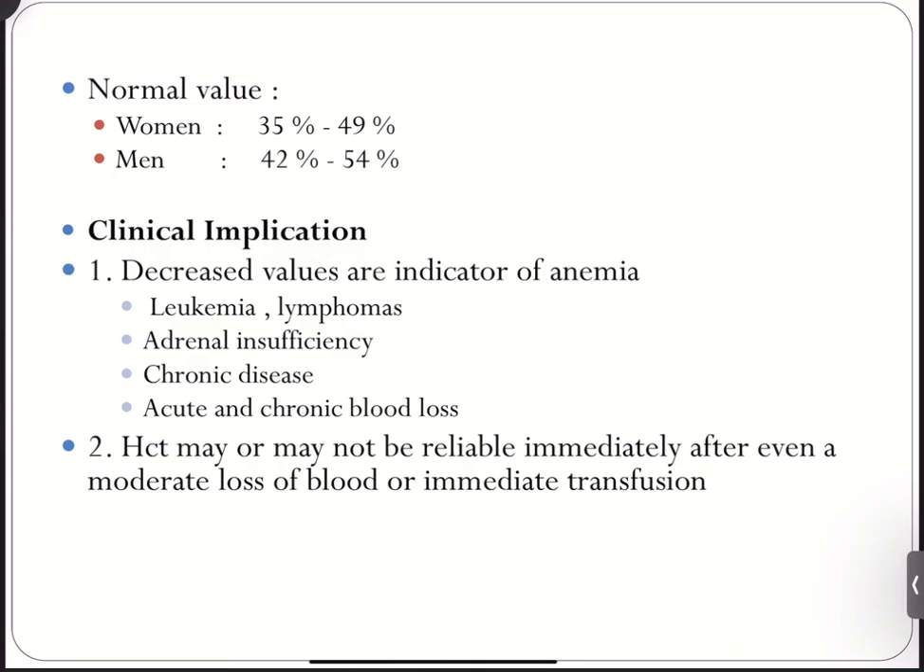Okay, clinical implications. Decreased values can be seen in anemia, such as leukemia, lymphomas, adrenal insufficiency, chronic diseases, and acute and chronic blood loss. Hematocrit may also not be reliable immediately after even a moderate loss of blood or immediate transfusion. That's why after transfusion and even in blood loss, we repeat the hematocrit counting or your RBC checking. Why? Because the hematocrit does not immediately drop or rise in those patients.